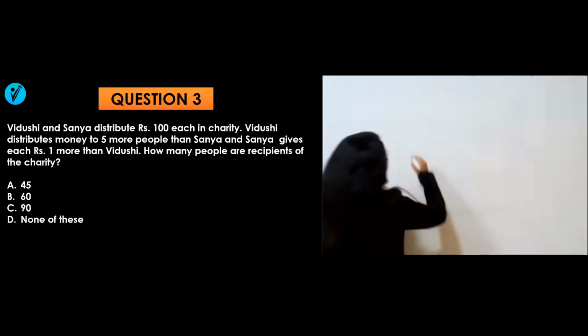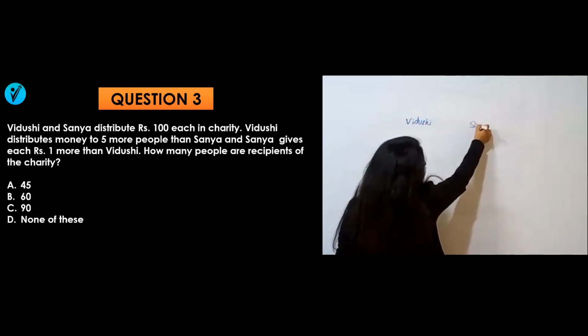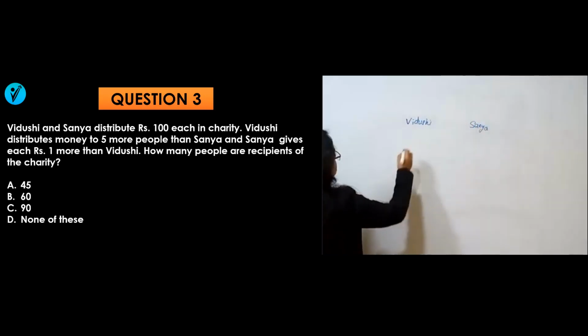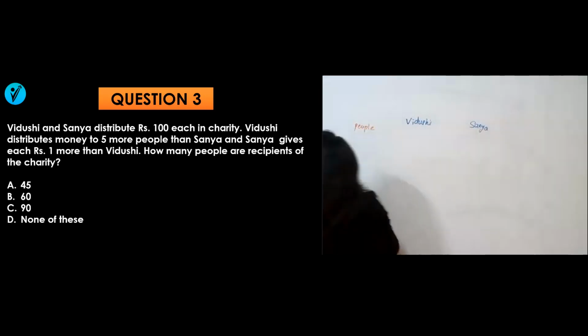Now let's see. We will solve it like this. This is your Vidushi. This is your Sanya. Then what can we say in terms of the number of people? In terms of the people, I know that Vidushi is what?